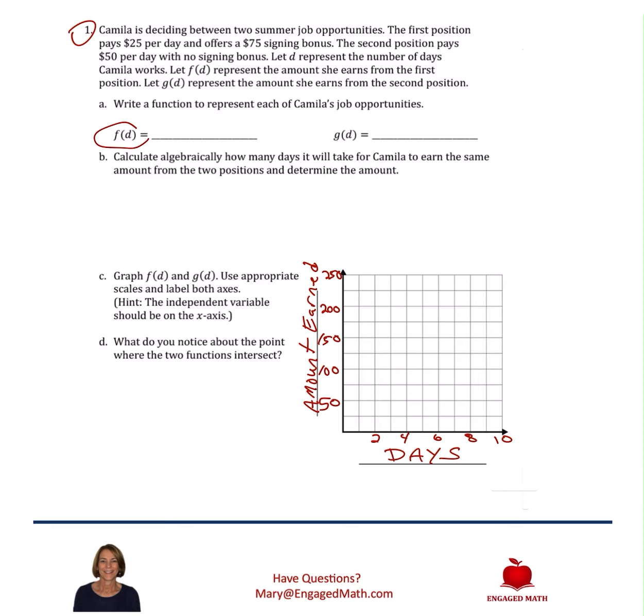Based on Camila's opportunities, F of D is going to be the first summer job opportunity where she gets $25 per day. So that means 25D is the amount she gets as a daily total. So if she worked 4 days, she would get 25 times $4. She also gets a $75 signing bonus just for taking the job. So that's her first opportunity. And then the second opportunity is simply going to be 50D. She does not get a signing bonus with the second opportunity, but she gets more per day.